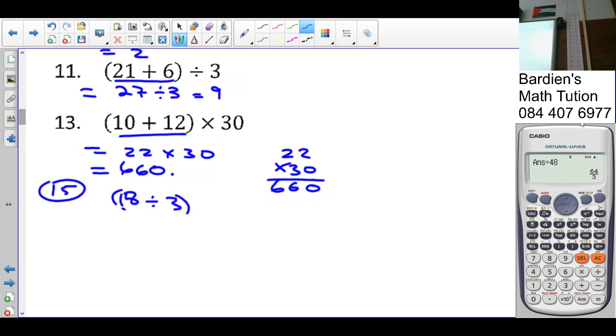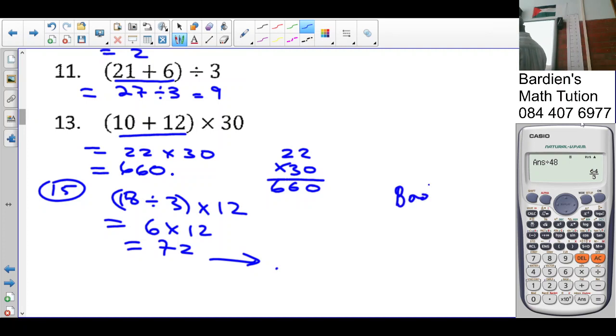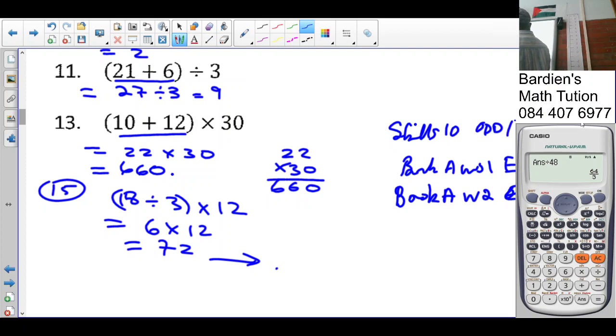18 divided by 3 times 12. 3 goes to 18, 6 times 12. So your homework is going to be Book A, worksheet 2, even numbers. Book A, worksheet 1, even numbers. Skills 10, odd numbers, and this on page. Which page is on? Page 12, no? 16.